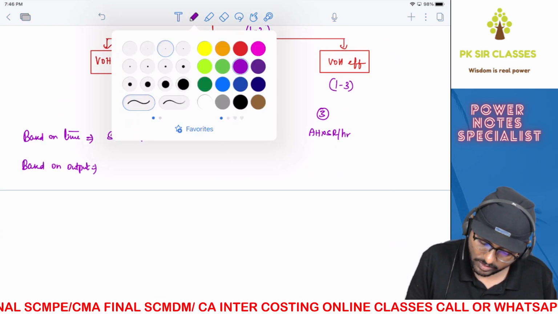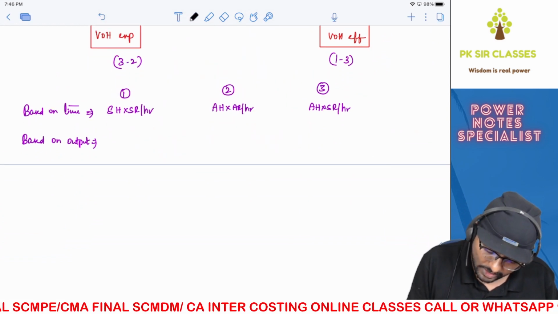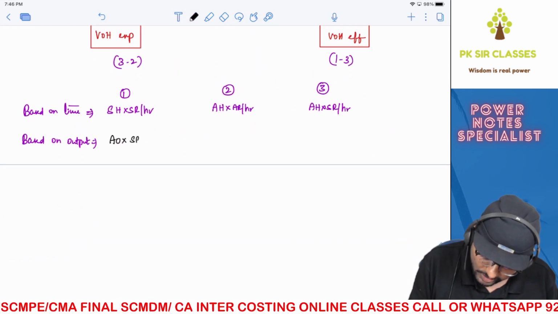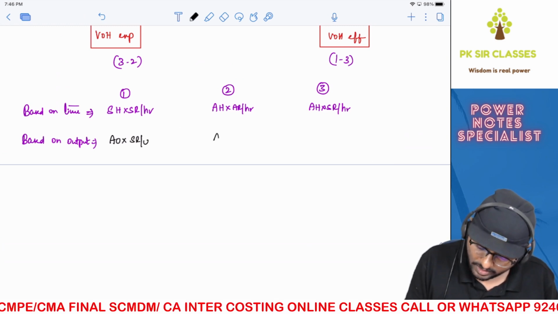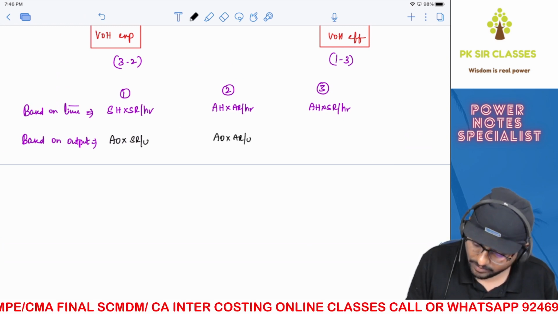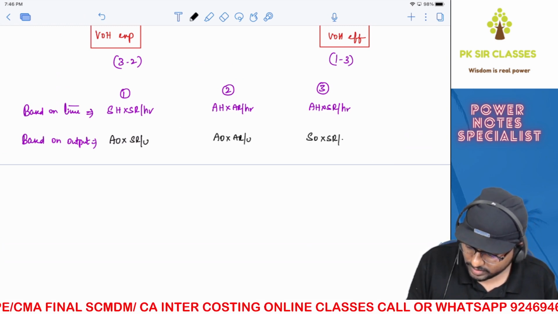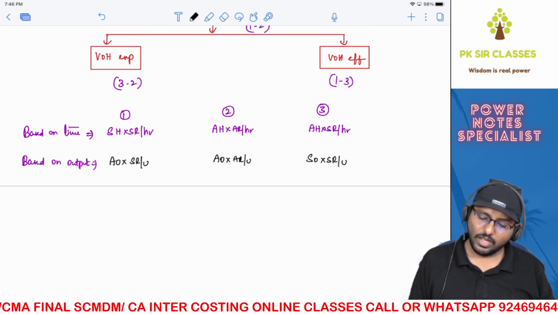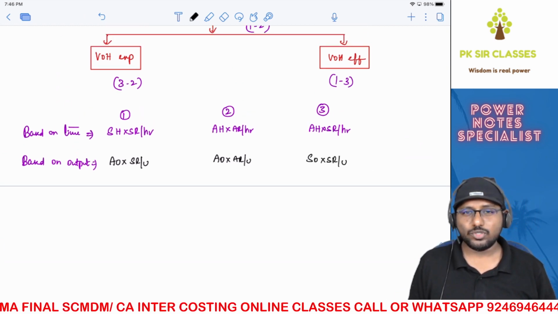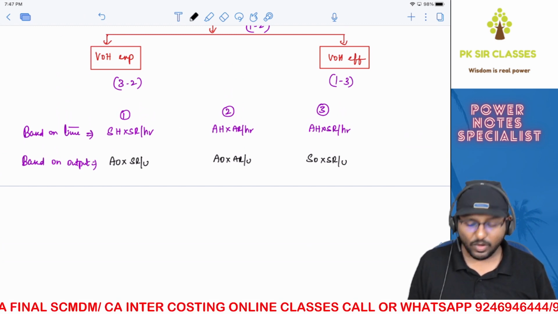So what is the formula, sir? Let me put it over here. The alternative formula for this will be AO into SR per unit. Here it will be AO into AR per unit. Here it will be SO into SR per unit. Now, whichever formula that you use, your answer is going to be same. Are you able to understand?